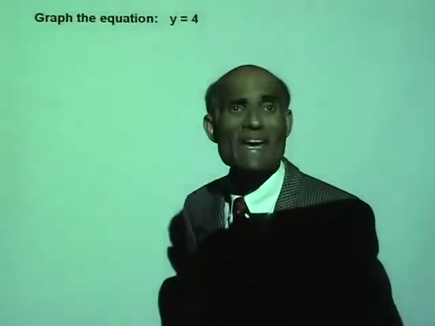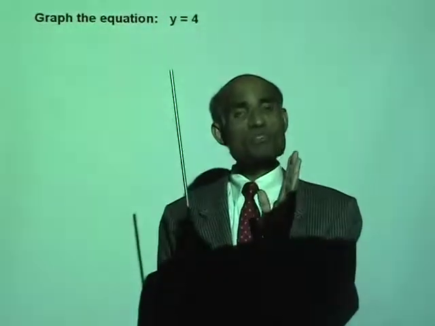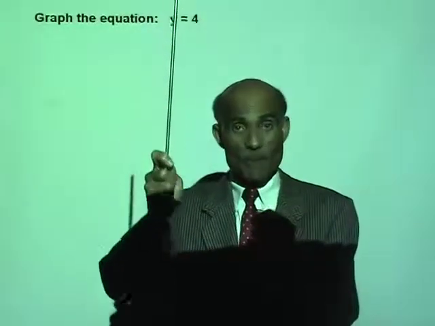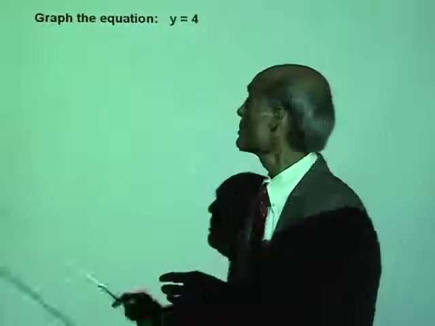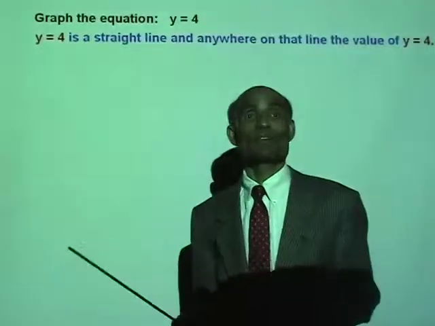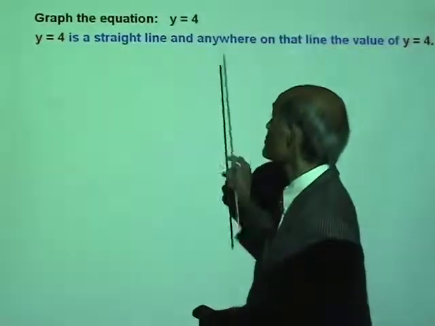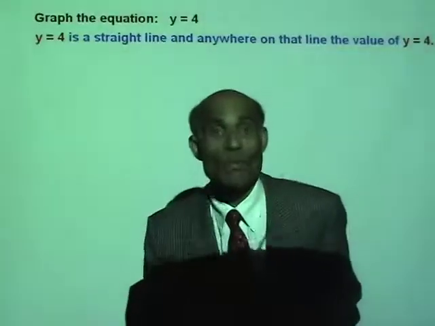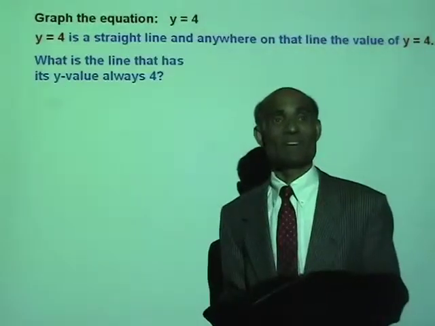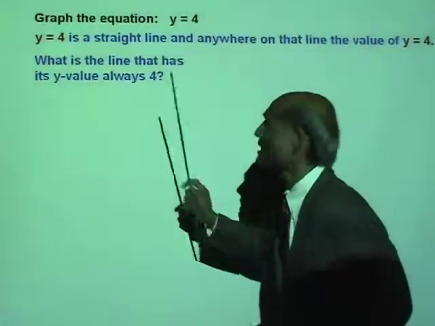Alright, let's do another one. Graph the equation y equal to 4. Well, if you understood the meaning of the graph of x equal to 4 being a vertical line passing through x equal to 4, you will be able to tell me this. What is the graph of the equation y equal to 4? Anywhere on that line, the value of y will be 4. So y equal to 4 is a straight line, and anywhere on that line, the value of y equals 4. Now, what is the line that has the y value always 4?